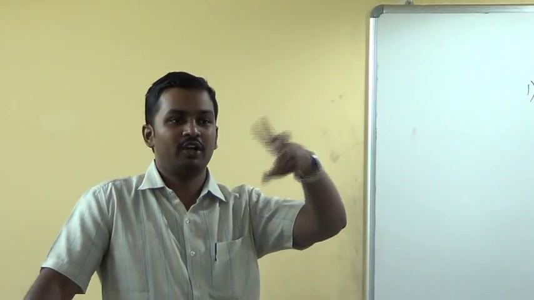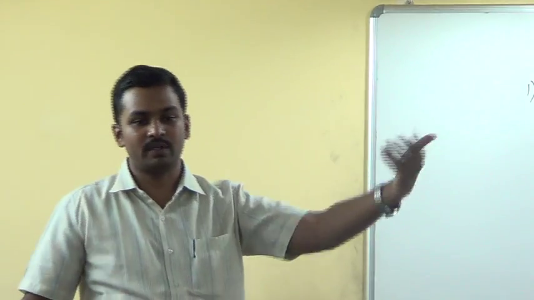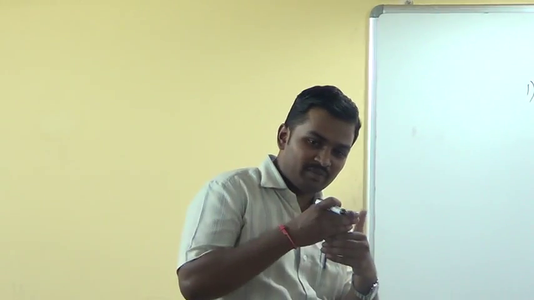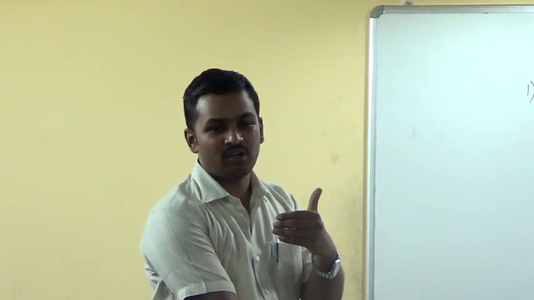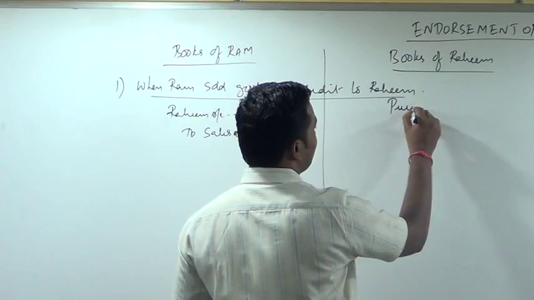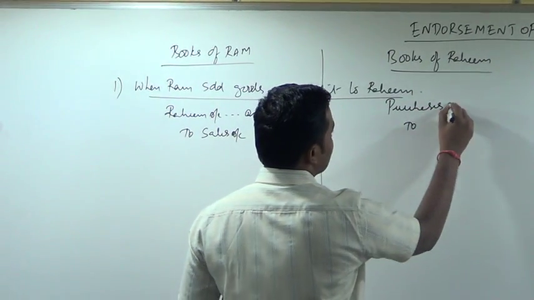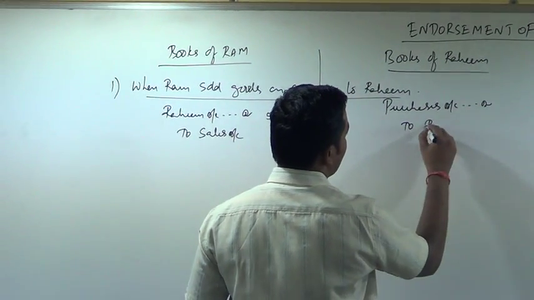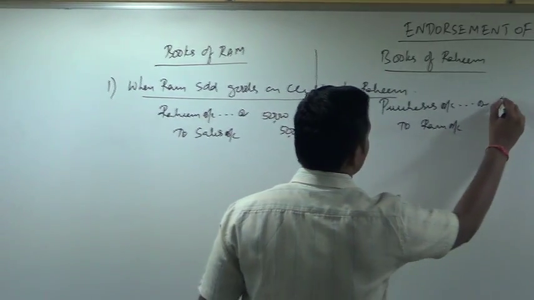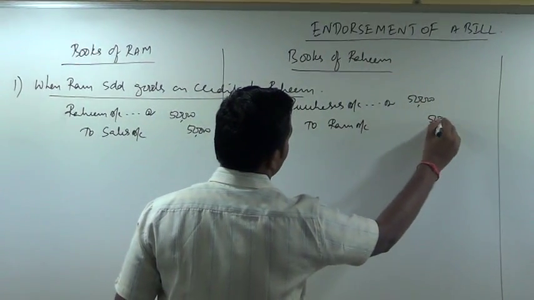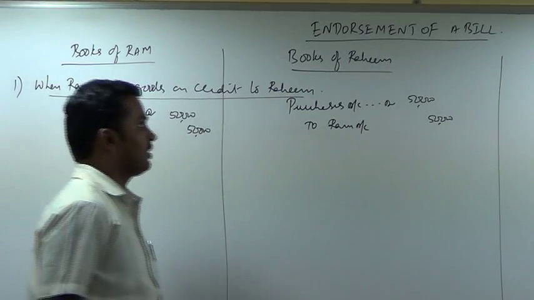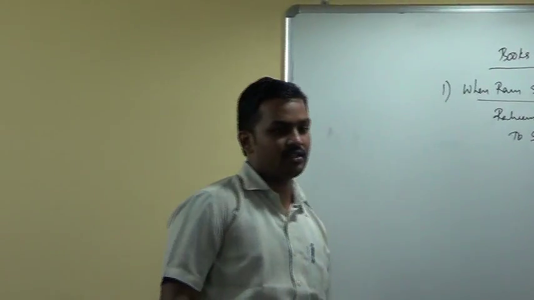What is the entry in the books of Mr. Rahim? He is buying goods. Goods are coming in stock, real account coming in debit. Or if you treat the goods as expense, nominal account expense loss debit. Goods till the time they are sold asset. Goods once they are sold expense. Okay. So what is the entry we write? Purchase account debtor to Ram account 50,000 credit.